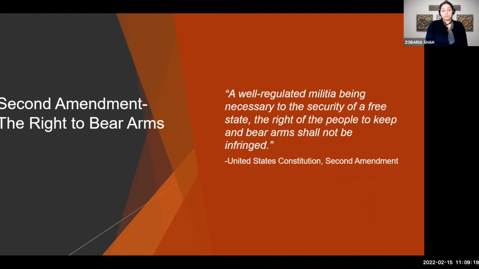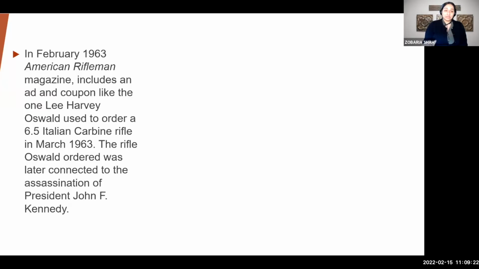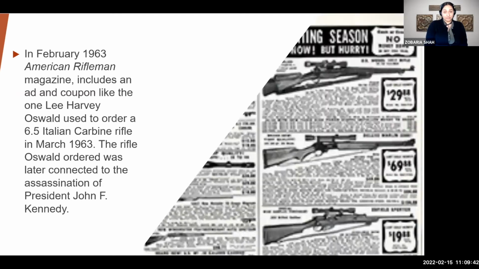Now, for the year 1963, this is relevant because in the February 1963 American Rifleman magazine, it was a popular magazine at the time, they included a coupon that showed a couple of different rifles that was on sale. One of these rifles was the one that Lee Harvey Oswald used and ordered in order to assassinate the president. According to the Second Amendment, he was able to lawfully, legally purchase a weapon.